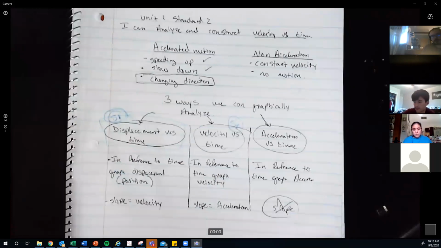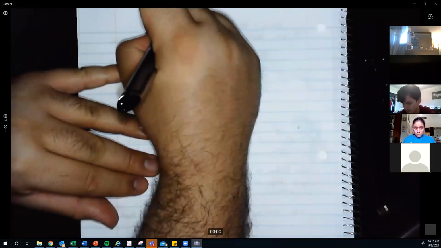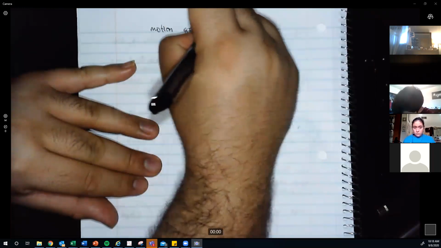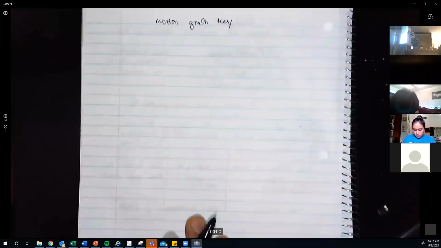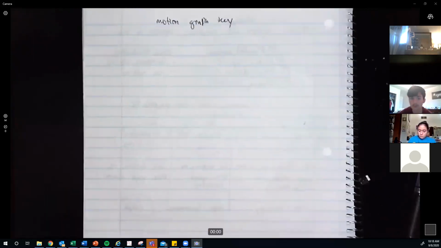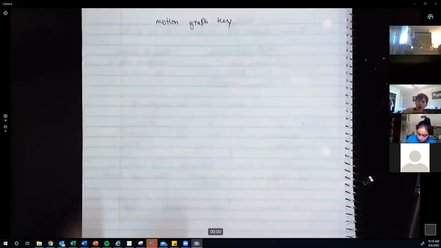Okay, so one thing I wanted to do, and we have 12 minutes left, so we have plenty of time, is create a key for you guys. What I call a motion graph key. Thinking about all the different kinds of motions we can have, I want you guys to at least have in your notes what they should look like. So if we have no motion and you're looking at a displacement time graph, I want you guys to have in your notes what kind of thing it should look like. So let's start with non-accelerated motion.